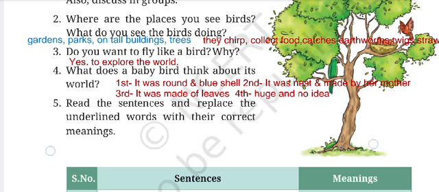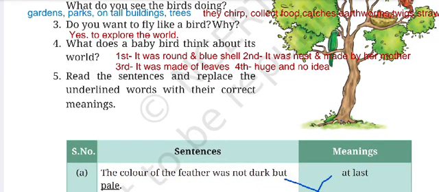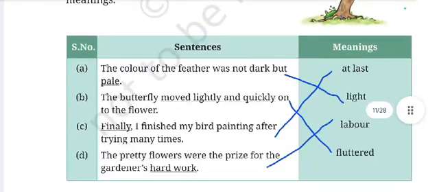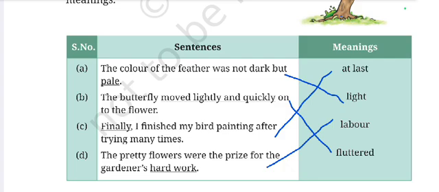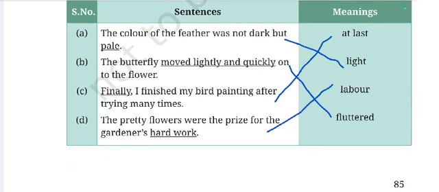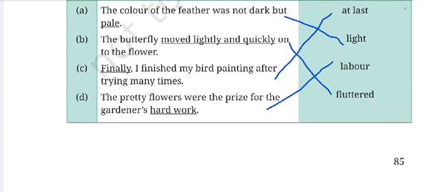5. Read the sentences and replace the underlined words with their correct meanings. The color of the feather was not dark but pale. Pale means light. The butterfly moved lightly and quickly on the flower, fluttered. Finally, I finished my bird painting after trying many times. At last, the pretty flowers were the prize for the gardener's hard work, labor.